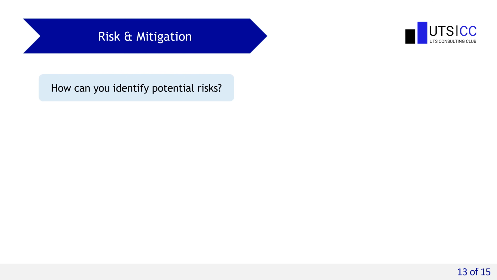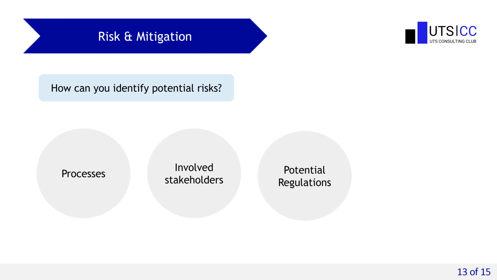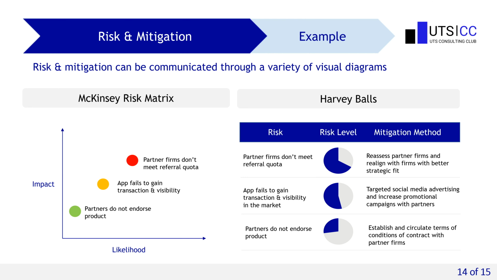Naturally, you will be able to identify the potential flaws and risks of your strategy. However, ways you can identify potential risks include looking at processes, involving stakeholders, potential regulations, or any financial risk. Risk and mitigation is a relatively straightforward concept, yet it can be communicated through a variety of dynamic and visual diagrams. On our left, we have the McKinsey risk matrix.